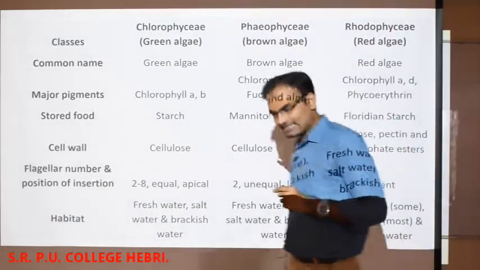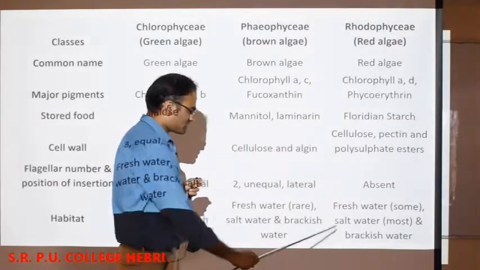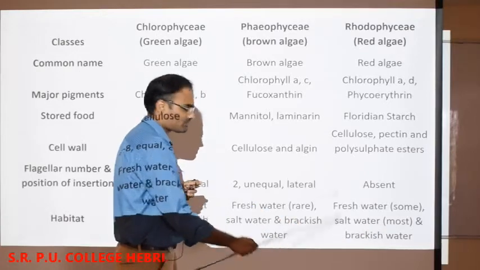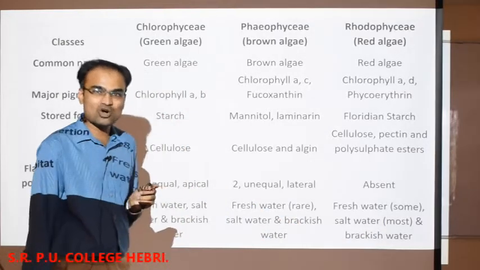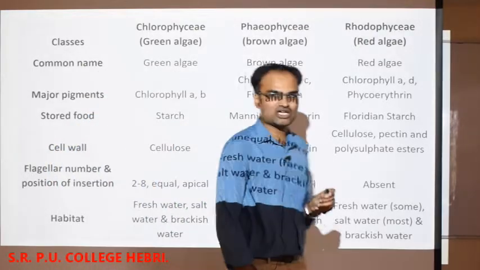Like that, in the red algae, some are fresh water, but most of the red algae are present in salt water. That means they are commonly found in the ocean, and they are also present in brackish water.